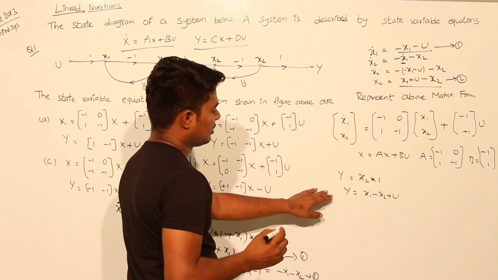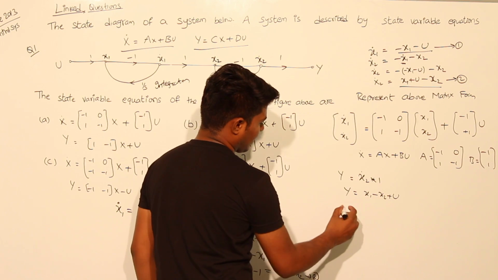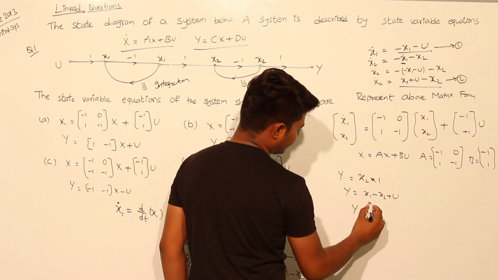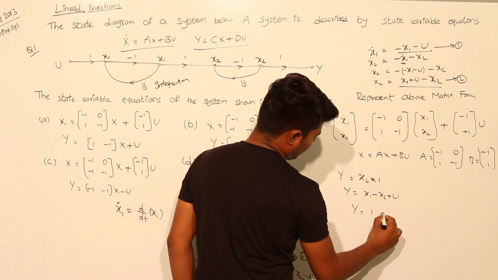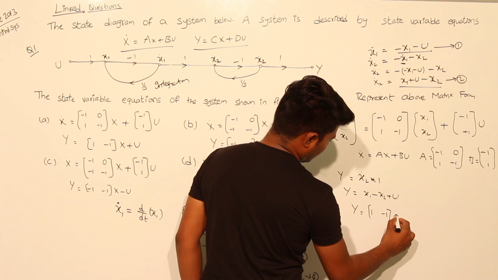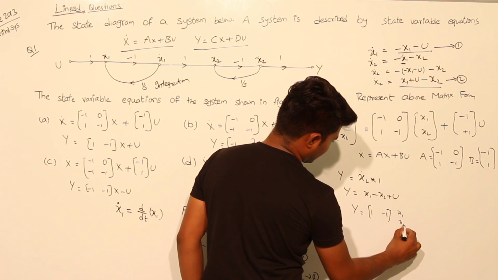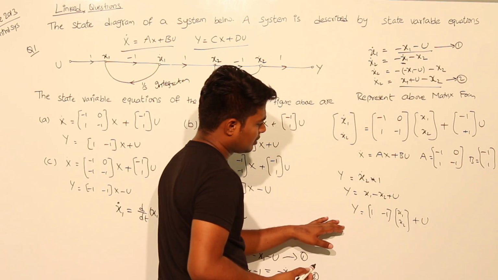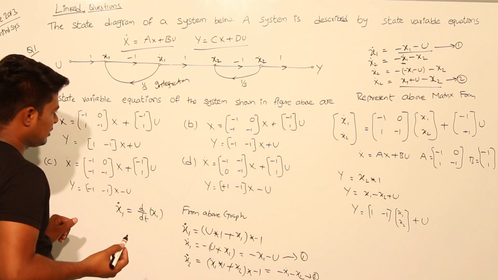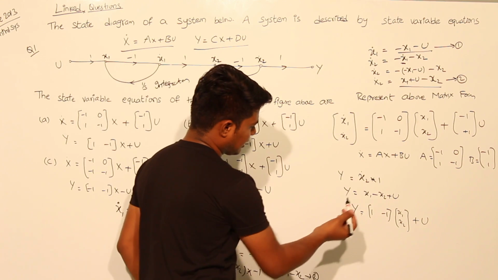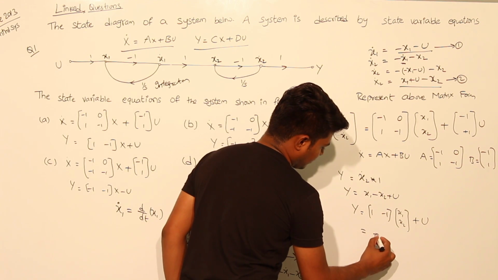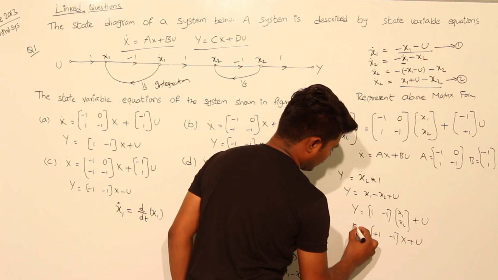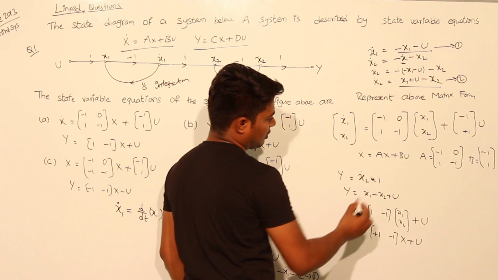This equation can be written in matrix form as y equal to [1 -1] times [x1 x2] plus u. So in the options, if you observe here, you can write the same thing as y equals [1 -1] x plus u. Okay, so we have got the answer.